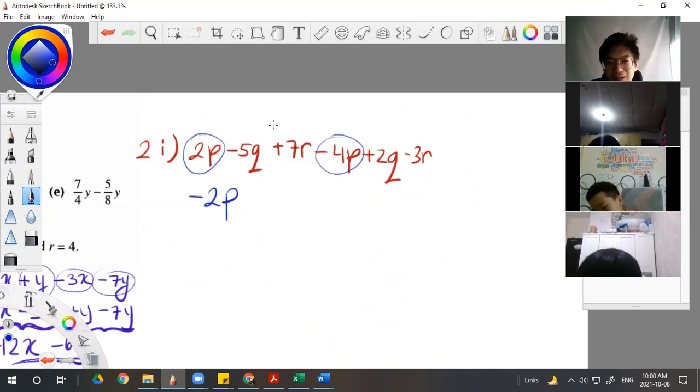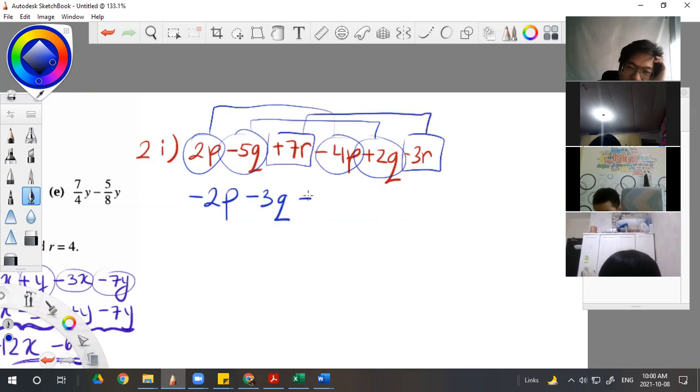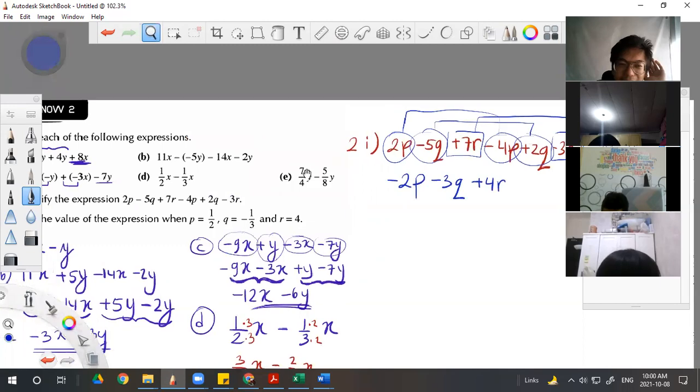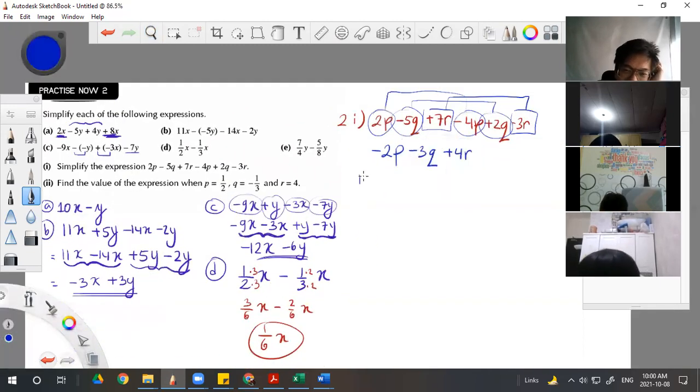2 kurang 4. 2 minus 4. Then, negative 5q plus 2q. Minus 5 plus 2. Negative 3q. Last one. 7r minus 3r. 7 minus 3. 4r. Beres. Udah, nggak usah di-open lagi kan? Udah nggak usah disimplify. Yang kedua, yang males banget. Part 2. Find the value of the expression when p equals half.